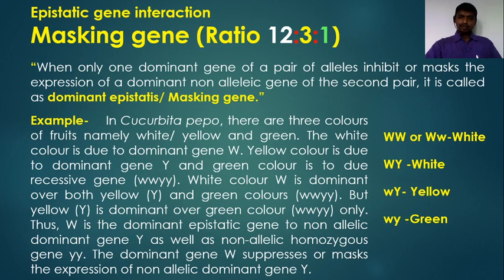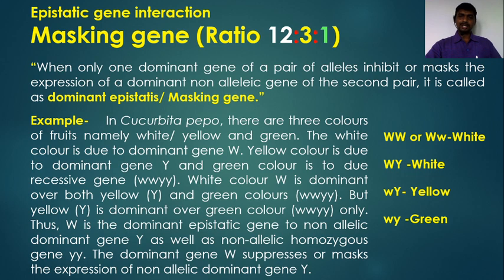Yellow Y dominates over the green. So when the W is dominant, it inhibits or suppresses the expression of the capital Y, the dominant Y gene, which stands for yellow color. So the phenotypic expression is white because of the presence of the dominant W gene.